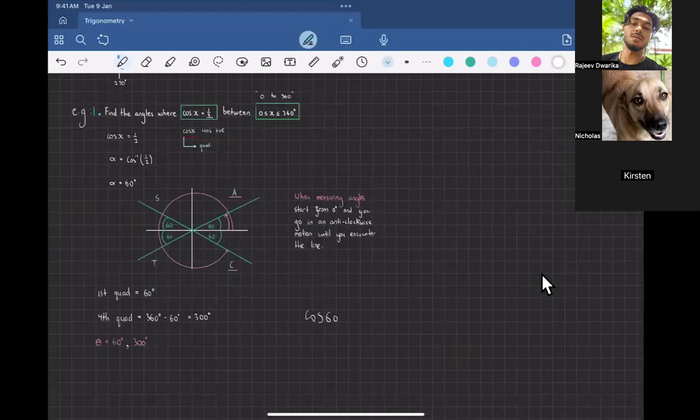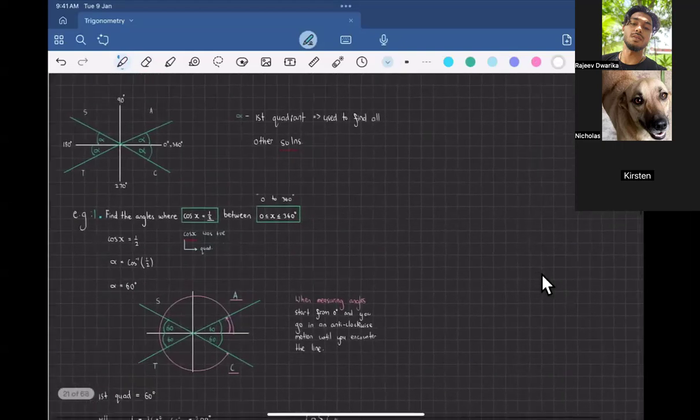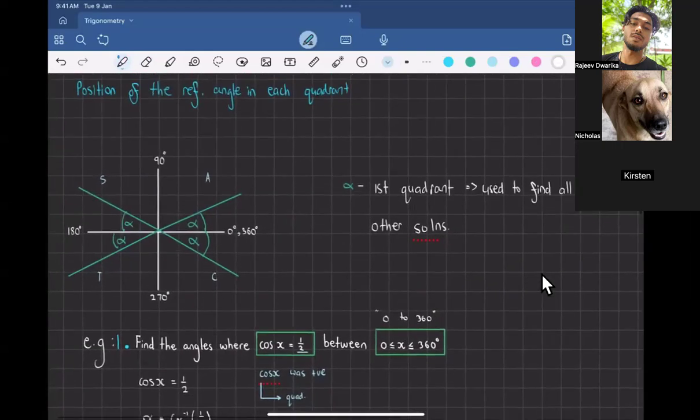Some things I want to add in. Look at where the reference angle primarily exists. The reference angle primarily exists in the first quadrant. So if it exists in the first quadrant, that means alpha always has to be what? Positive, right, because in the first quadrant, everything is positive. So it has to be positive. Should have mentioned that at the start.